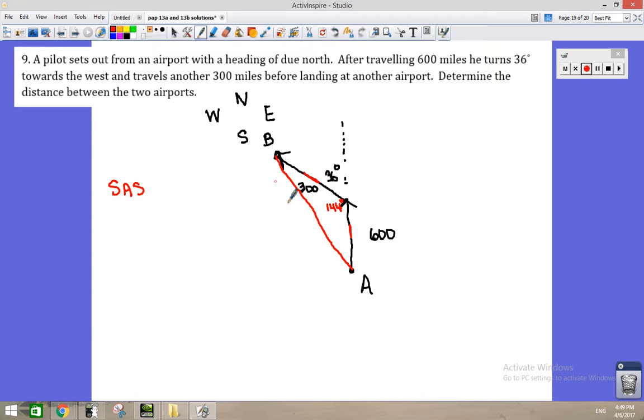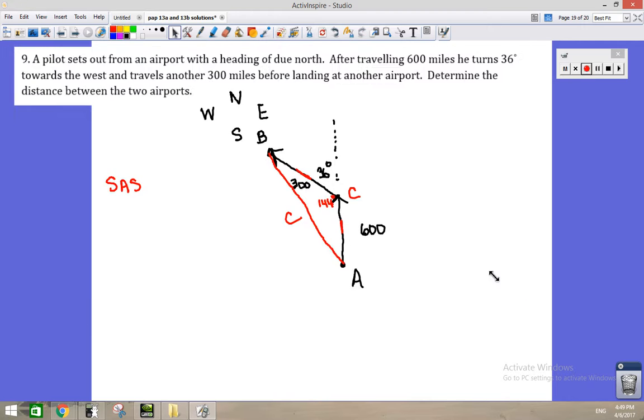It wants to know the distance. This was A, this was B. Let's call this angle 144 C. The length of C right there. C is the distance between these two airports. That's what it wants me to find. So I can find it directly from the law of cosines.